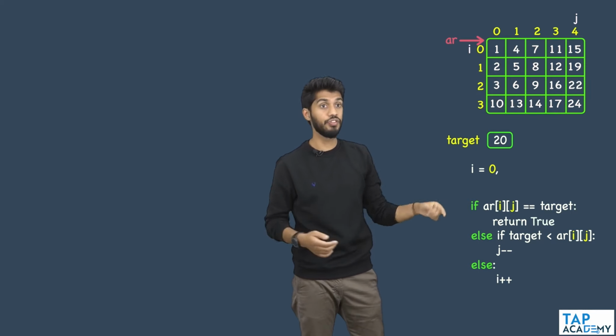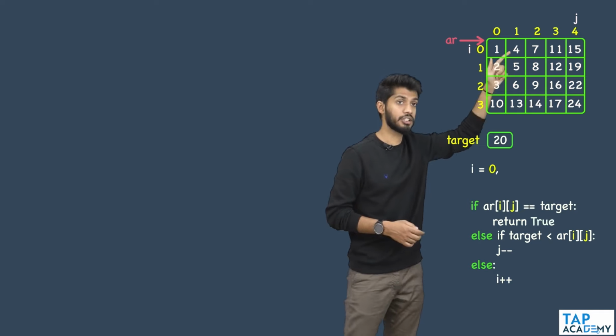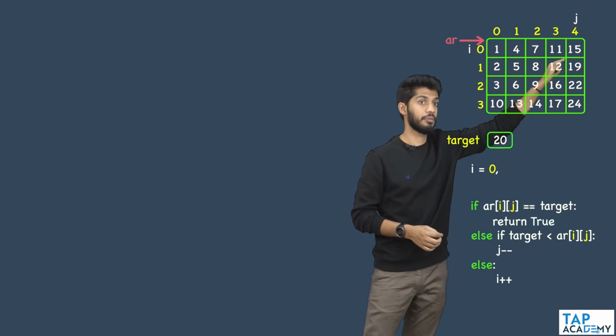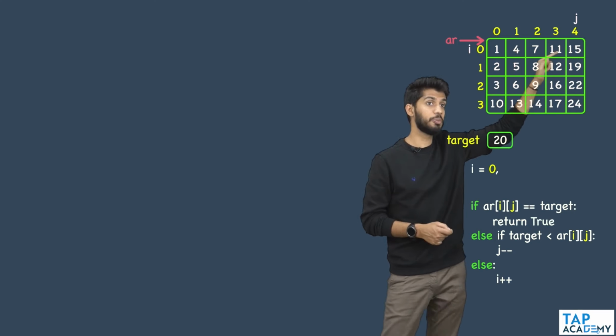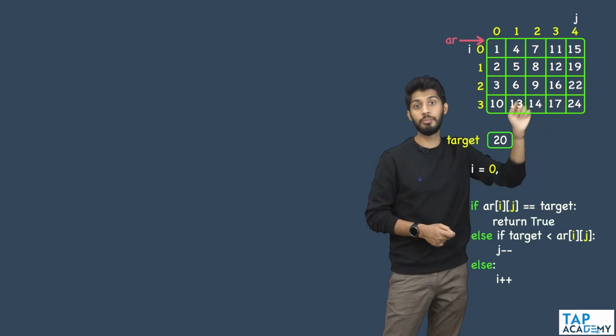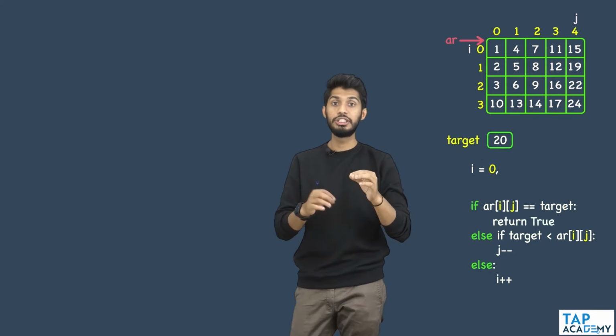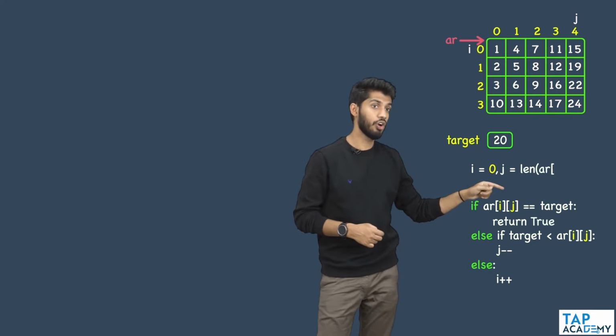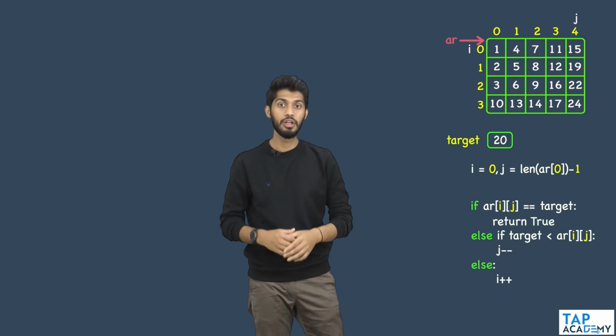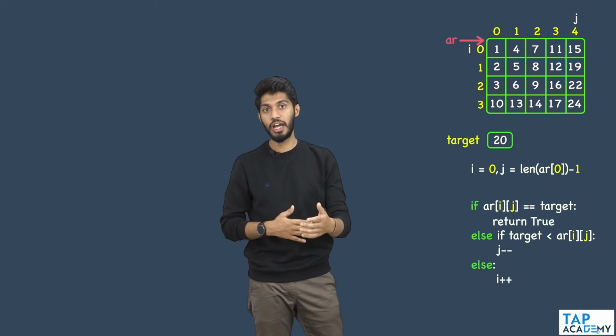Very simple. If I say AR, it means the complete matrix. But if I say AR of 0, it means this particular array. So if I get the length of this particular array, then you know that I can get this index by saying minus 1. So j value starts from length of AR of 0 minus 1. So that's how I can start the value of i and the value of j.